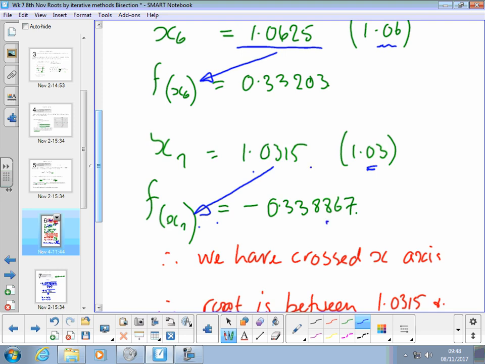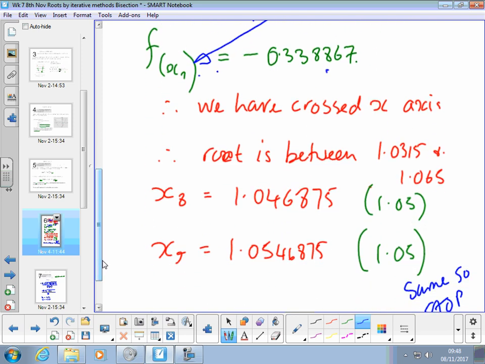So that guess now lies between 1.0315 and 1.0. We've crossed the x-axis because we've gone from positive to negative. It's possible that we might be going the other way if we're looking for that negative root over the other side of the function, but it's a change of sign that signifies you need to replace one of the limits.